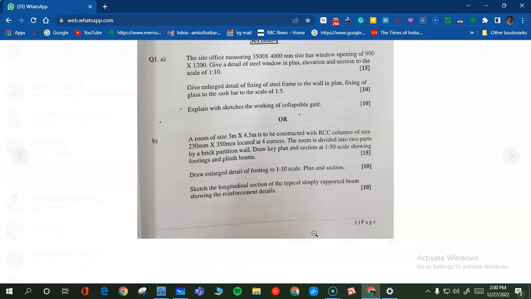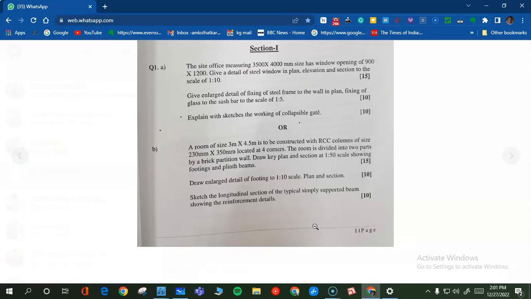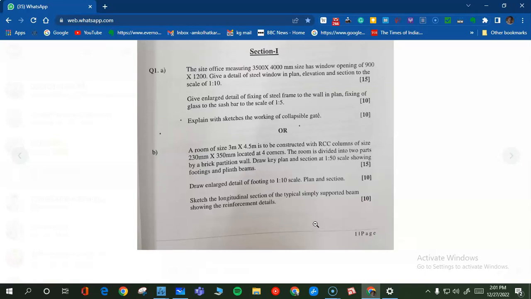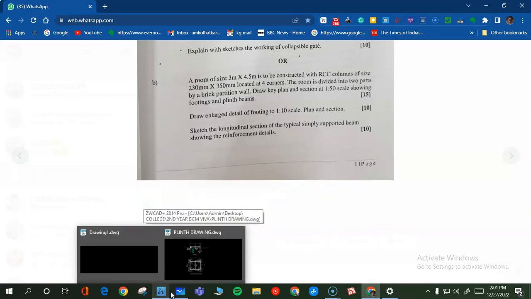A room of size 3 meter by 4.5 meter is to be constructed with RCC columns of size 230 by 350 located at 4 corners. The room is divided into 2 parts by a brick partition wall, that also we have shown. Draw key plan and section at 1:50 scale showing footing and plinth beams. So we have completed this part of the question. Now the next 2 parts, we'll do that in the next video. I'll stop this video here and you can practice it. Thank you.